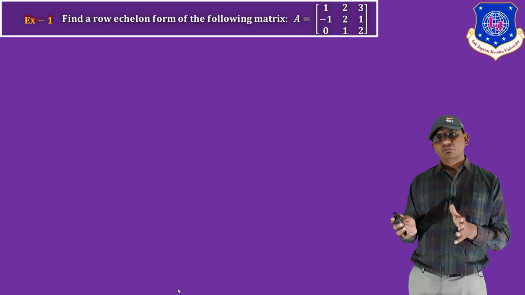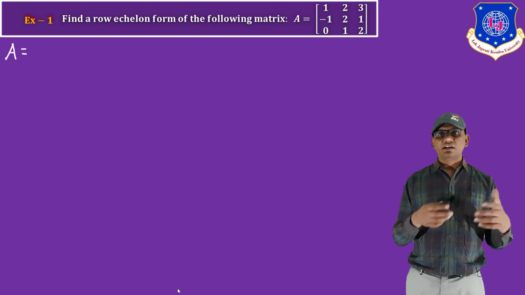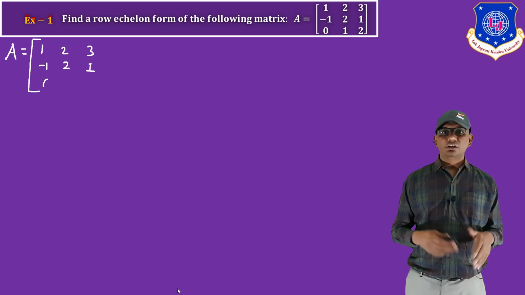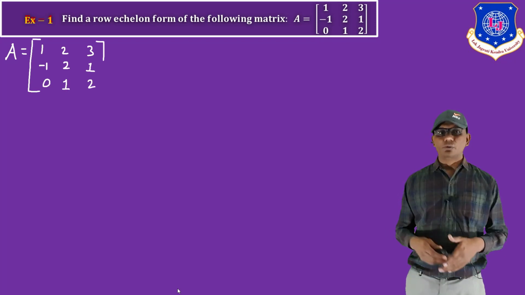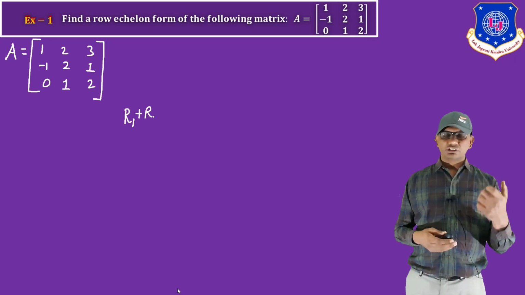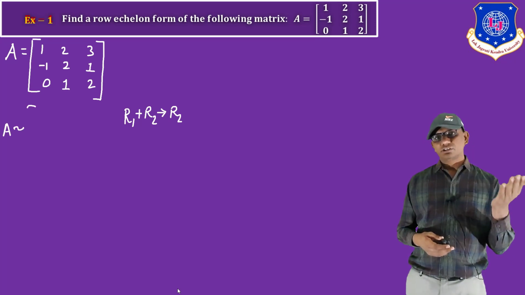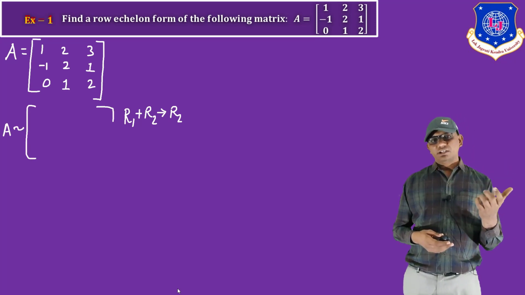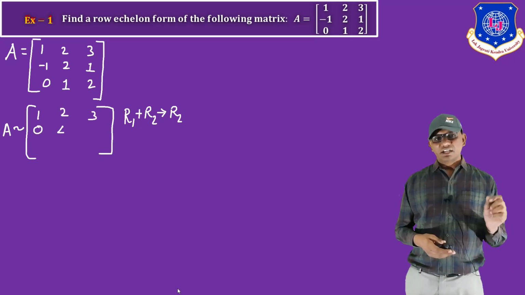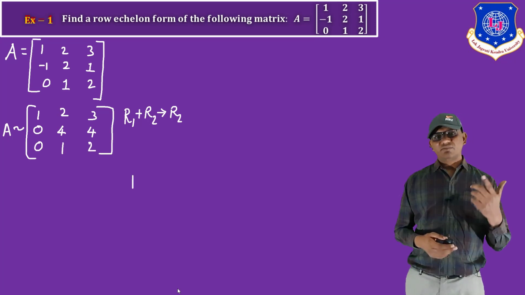Here we have to convert our matrix into the row echelon form and find the rank. So first of all we write down our matrix, which is 1, 2, 3; minus 1, 2, 1; and 0, 1, 2. Now we have to make all the entries below the first leading element equal to 0. So we add the first row to the second row. After applying R2 = R1 + R2, we get the second row as 0, 4, 4, and the third row and first row remain as they are.